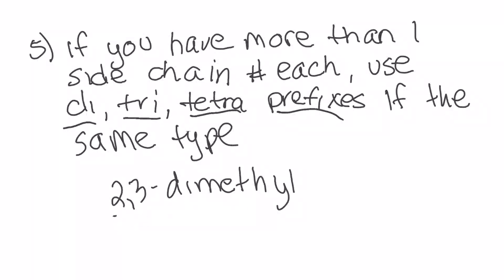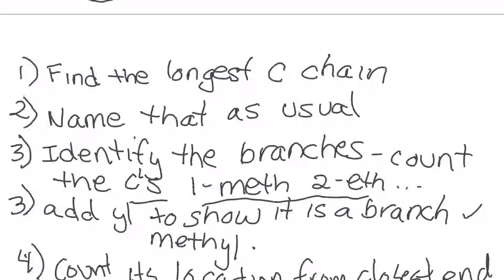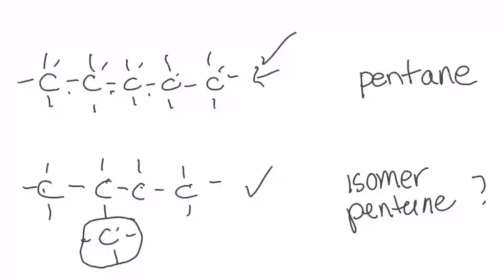So let's go back and name that compound that was an isomer of pentane. So let's go through the steps. We're going to find the longest chain of carbons. So 1, 2, 3, 4 is the longest I can get. I could go 1, 2, 3, 4 this way. That's also the same. But if I go this way, I can only get to 3 carbons. So 4 carbons is my longest chain.